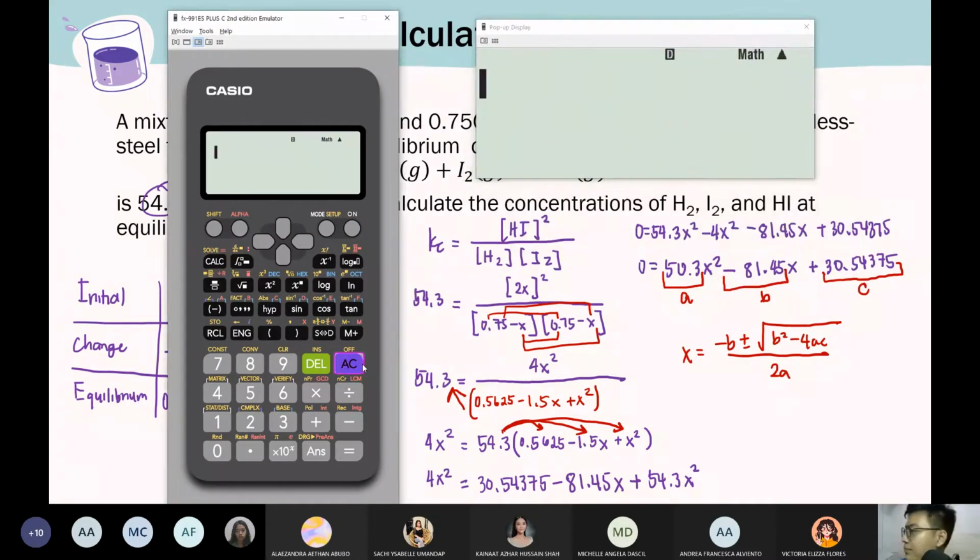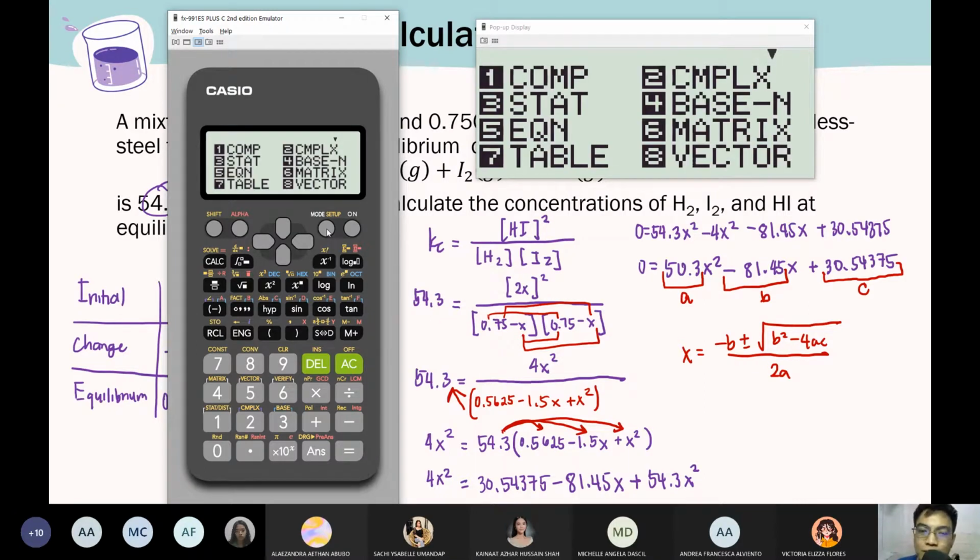Okay. Using your calculator, sabayan niyo ako. Press mode. Itong mode. Same with ClassWiz. Pag pinindot niyo yung mode, you are given several options. Since we are dealing with equations, okay, di ba sa lab nyo, statistics. Ngayon, equation. So, let's press 5 for the equation.